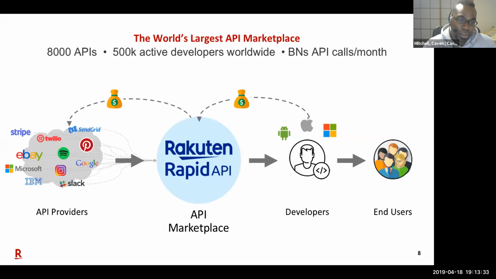There are over 8,000 different APIs from a lot of these companies that you see here on this left side. And we're actively used by over 500,000 developers. And we have billions of API calls a month. Some of these providers available on the platform are SendGrid, Twilio, Google. Some of these APIs are all available through the platform.